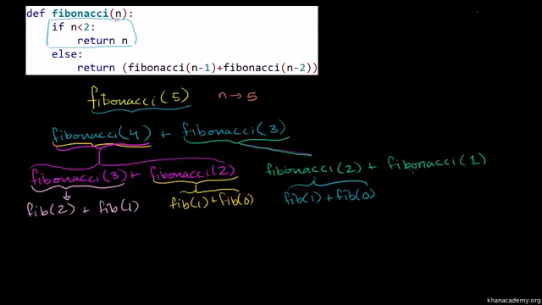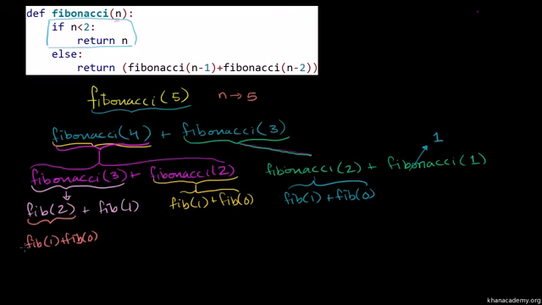This term right over here is going to simplify to 1. It's going to evaluate to 1. And then we look at all of these over here. Fibonacci of 2, we know that Fibonacci of 2 evaluates to Fibonacci of 1 plus Fibonacci of 0. So let me write that over here. So this over here is Fibonacci of 1 plus Fibonacci of 0. Fib is short for Fibonacci.